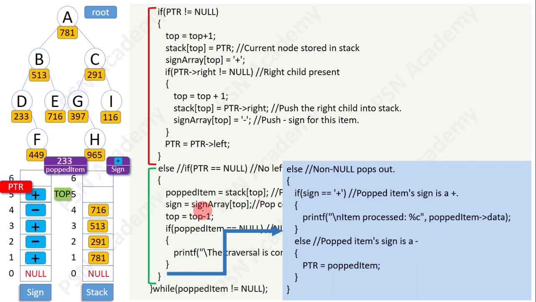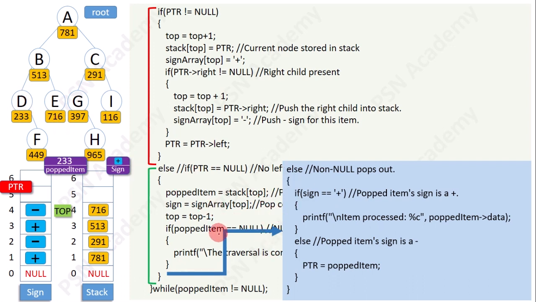Next line, you pop the sign from the sign array top and store it inside the sign variable. So this is the plus sign, so this will be popped from here and stored over here, and top goes down to 4. Popped item is not null, so we go for this else block, and within this else block we have to check the sign. We see that sign is plus, so we process it. This time D will be processed.